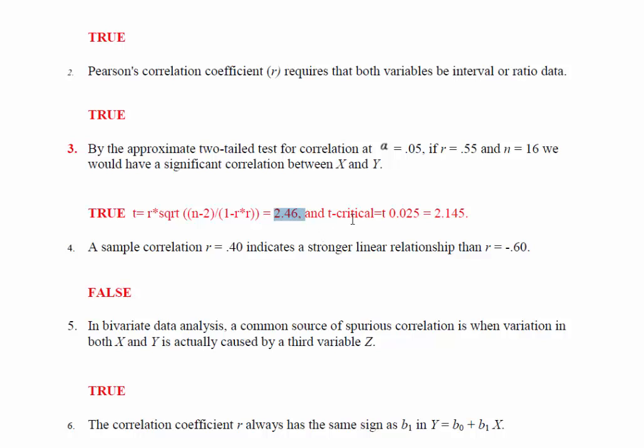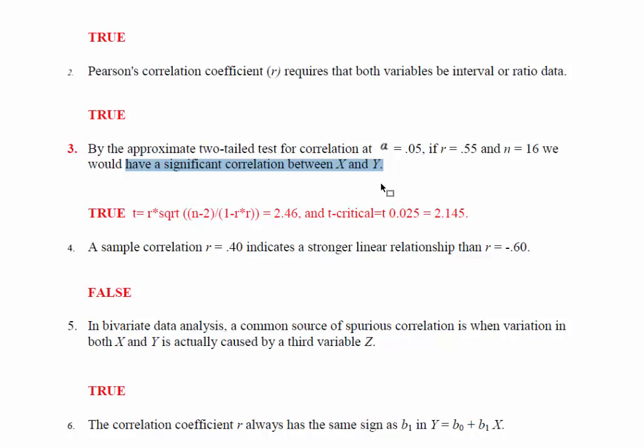The T critical at alpha 0.05, since it is a two-tailed test, is T 0.025, which is 2.145. Since your calculated T is 2.46, which is larger than 2.145, therefore we have a significant correlation between X and Y.